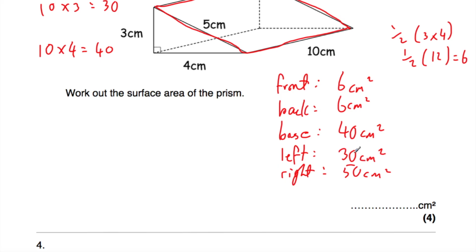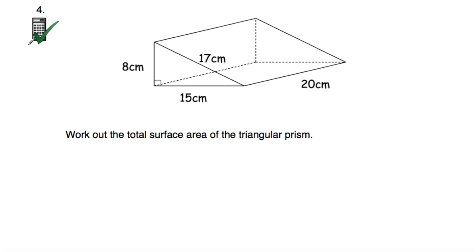Now we've been asked to find the total surface area, so we just need to add these up. 50 plus 30 is 80, plus 40 is 120, plus 6 is 126, plus 6 is 132 centimeters squared. And that's the total surface area of that triangular prism. And that's it. Okay, let's have a look at the next question, question number 4.